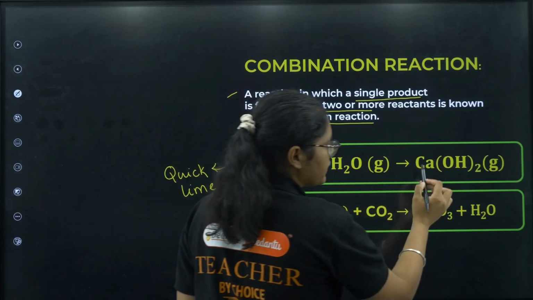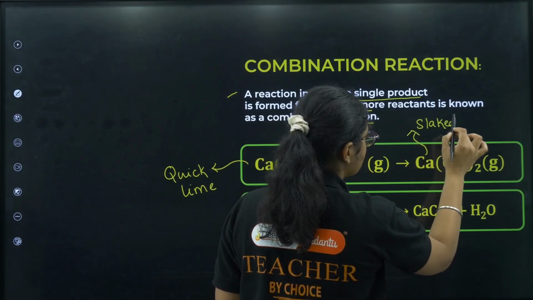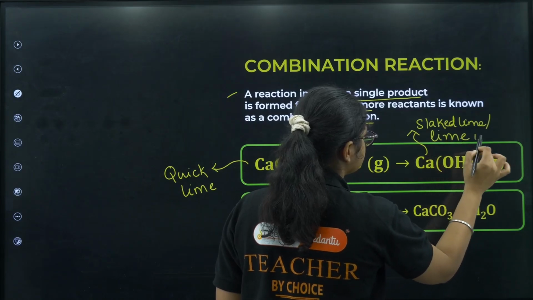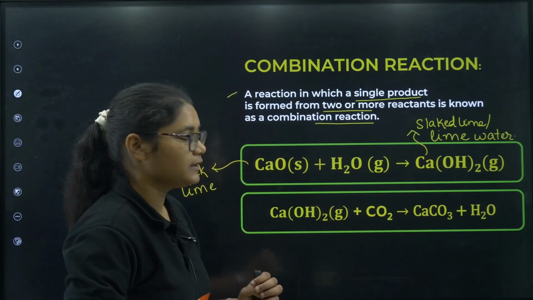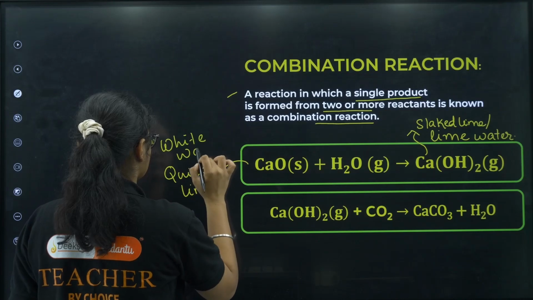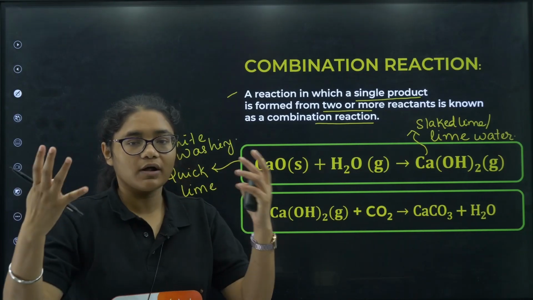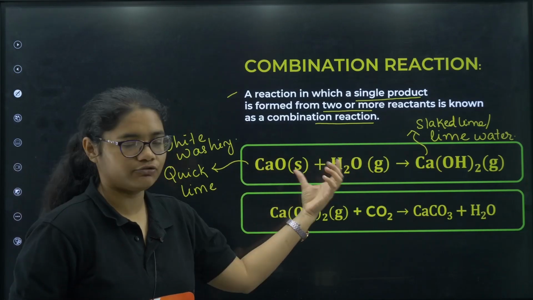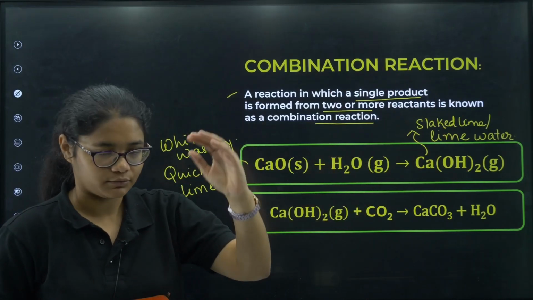Then when it reacts with water, it gives calcium hydroxide, and this is called slaked lime, or lime water. These common names are very important. And what is more important here, this reaction is used for whitewashing. What happens when the walls are newly painted? They are painted with calcium oxide and water, or we can say calcium hydroxide, during the whitewashing.